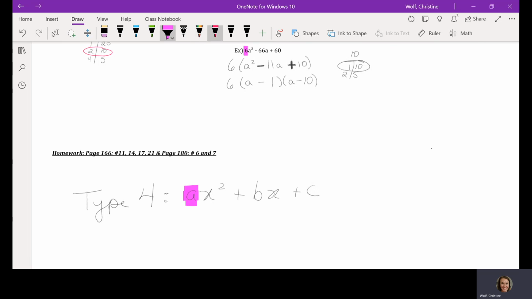So you might have like a 3 there or something that we can't get rid of. Like here we got rid of the 6, we took it out. Tomorrow it'll be a number that we cannot take out and we have to deal with it. So that's what's coming up tomorrow.